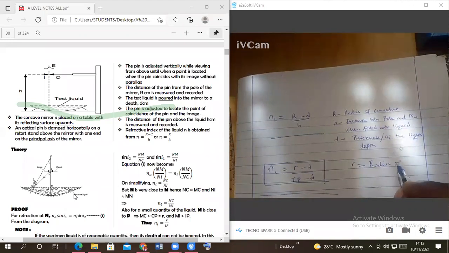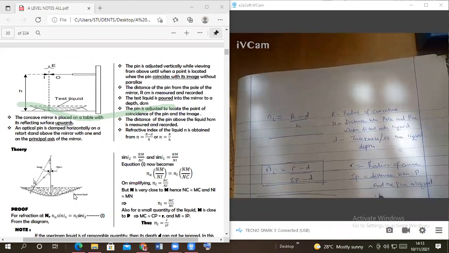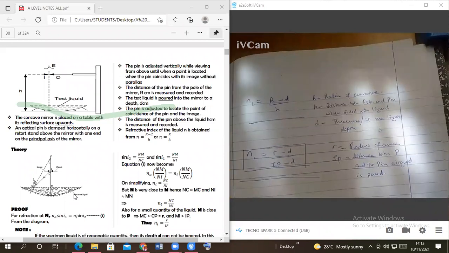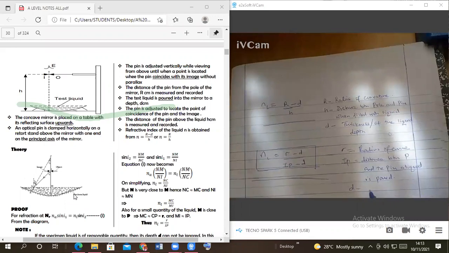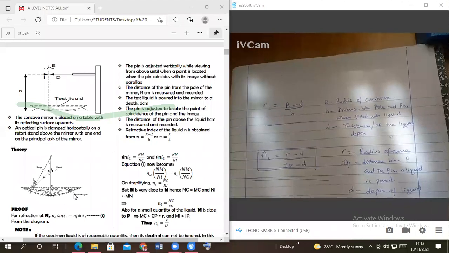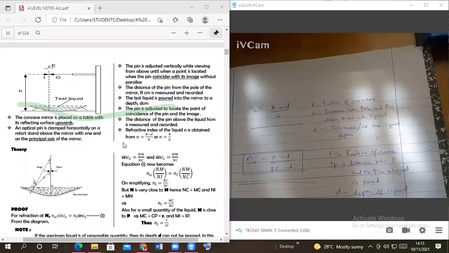R is the radius of curvature. And then IP is that distance between the pole and the pin when a liquid is poured in the mirror. And the other value D, I've said, is the depth of the liquid. So that's the formula that you have to use if you want to determine the refractive index of the liquid.